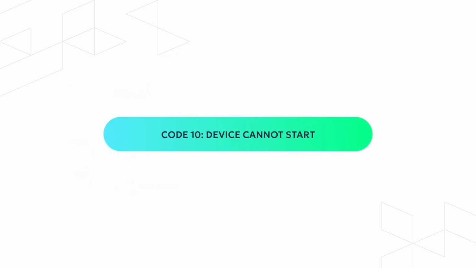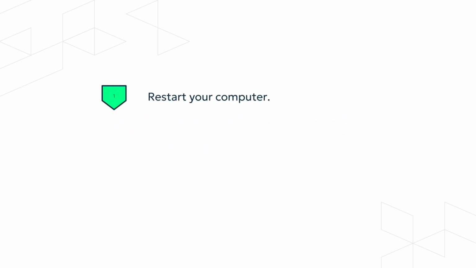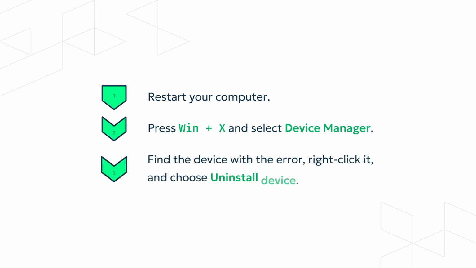Code 10. Device cannot start. Error code 10 shows up when a device can't start, usually due to a bad, outdated, or missing driver. To fix it, restart your computer. This often clears up resource conflicts or issues caused by recent updates. Press Win+X and select Device Manager. Find the device with the error, right-click it, and choose Uninstall Device.